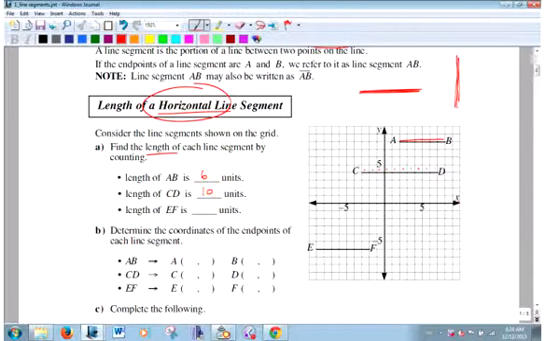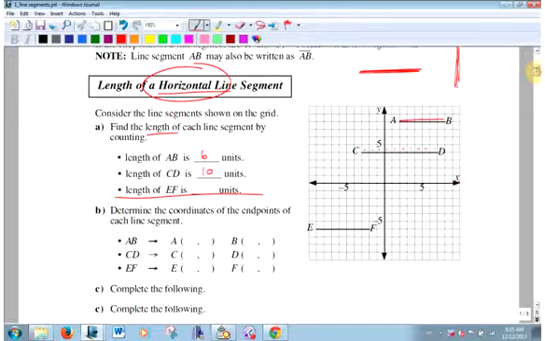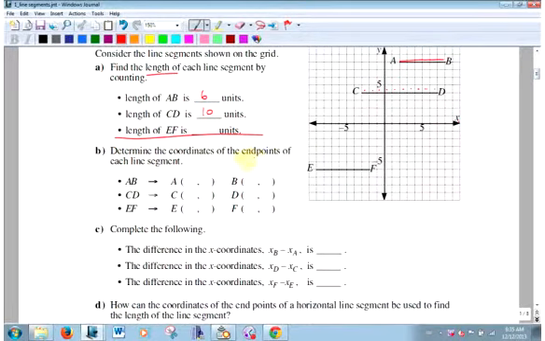It's 7 units on the positive side, 3 units on the negative side, but we just count. Does it matter which way you count? Can I start at the right and count left? Yeah. All these are just a distance. We don't really care about direction. This isn't physics. EF, well, that's good enough.